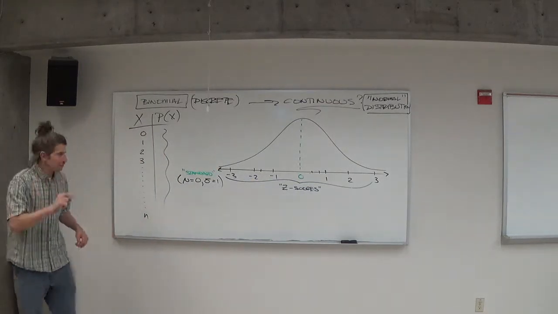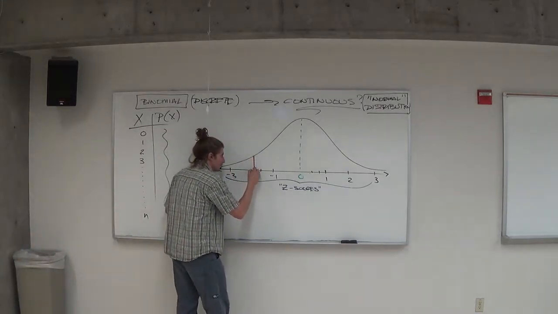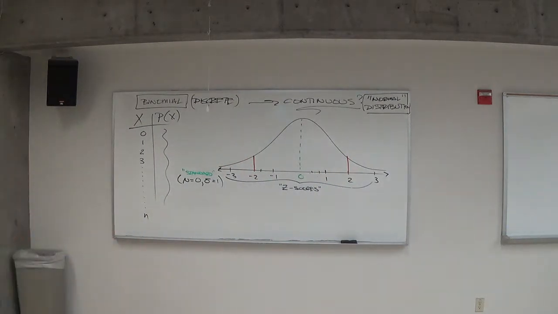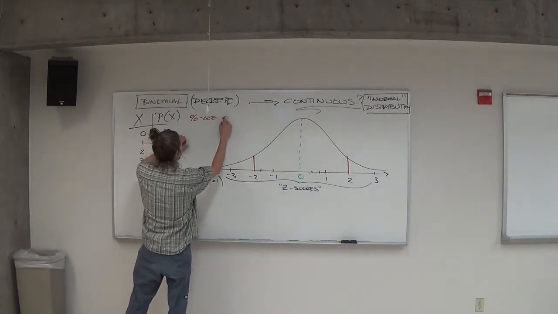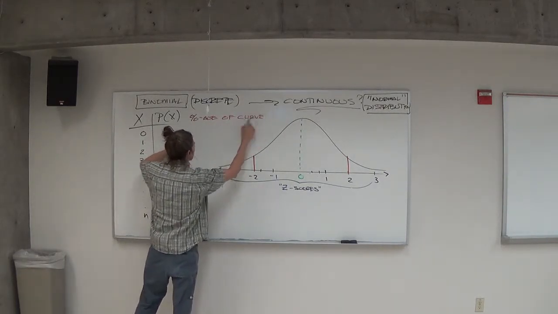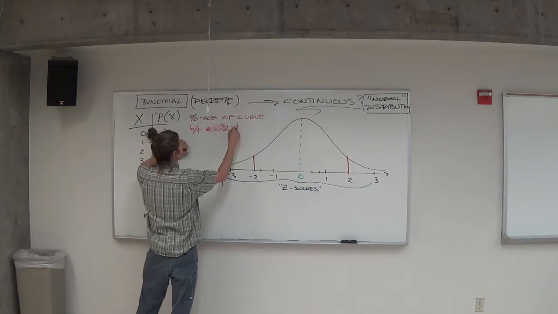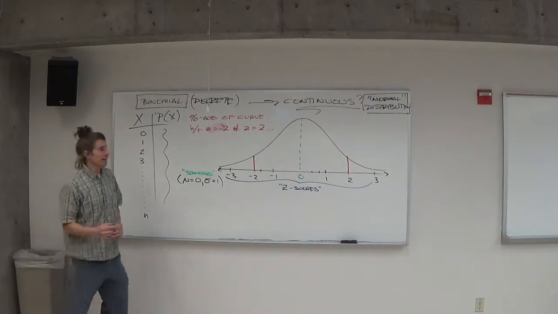Cool? Okay. Now, you guys have already figured out that if I go -2 to 2, how much of the curve is there between -2 and 2? You know the answer to this already, right? So if I ask you guys, what is the percentage of the curve between z equals -2 and z equals 2? You know the answer. And the answer is 95%.